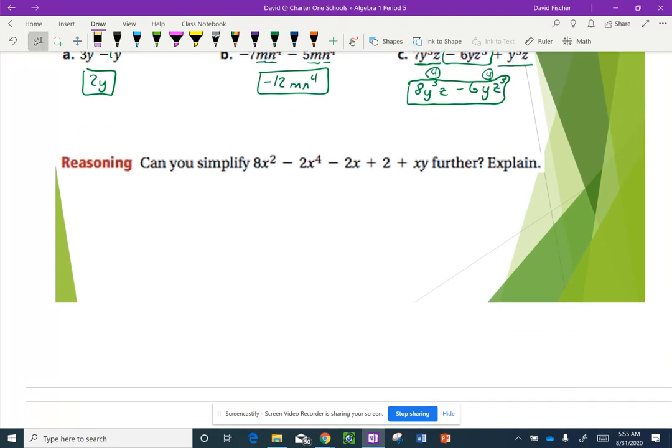Let's look at the last problem here. It says, can we simplify this? As I look at my largest degree, it's a minus 2x to the fourth. I don't see any other 2x to the fourths. I see some x to the thirds, no, but I see an x squared here. I don't see any other x squareds. I see some x's here, but I don't see any other x's. I see an xy, and I see a 2. So, to answer the question, can I simplify this? No, you can't.